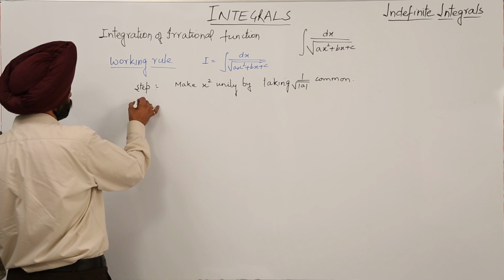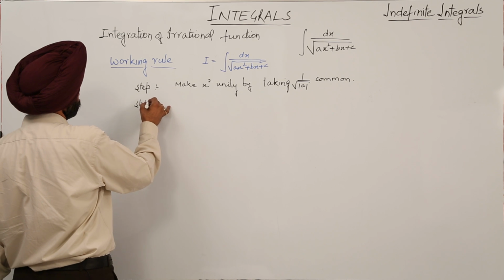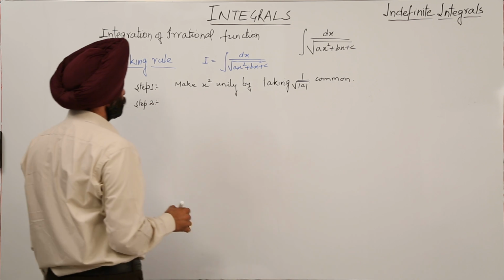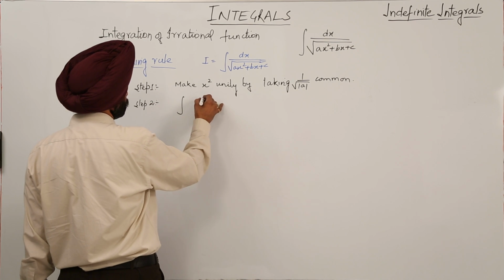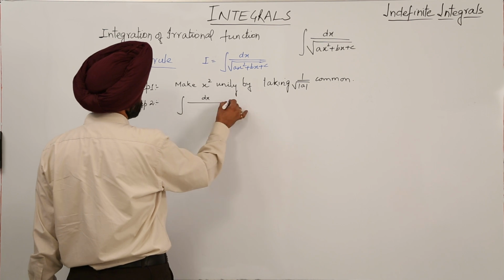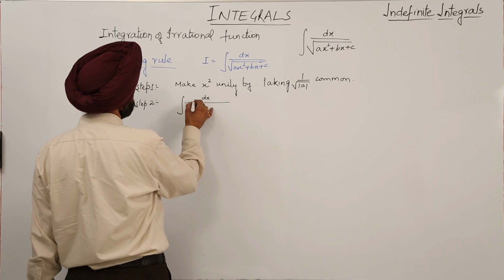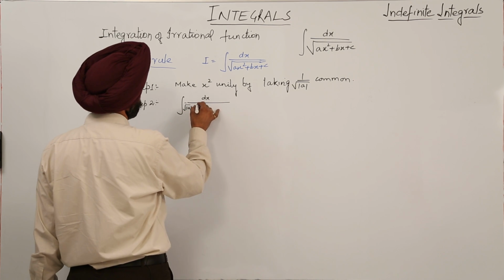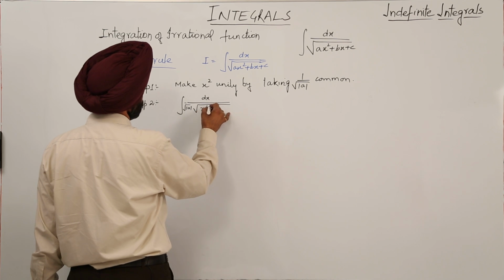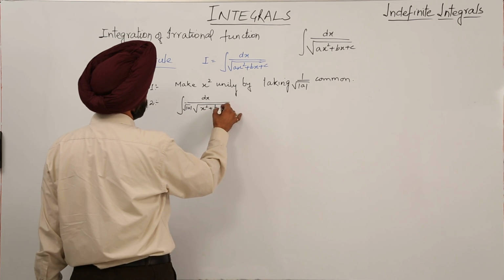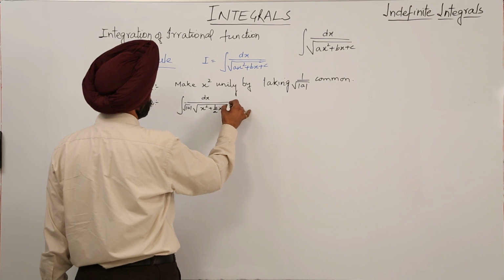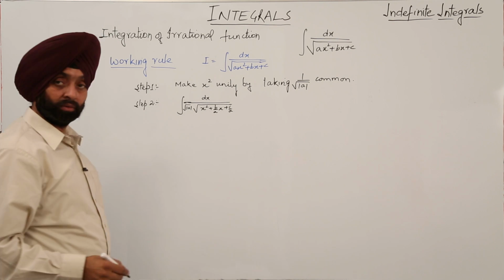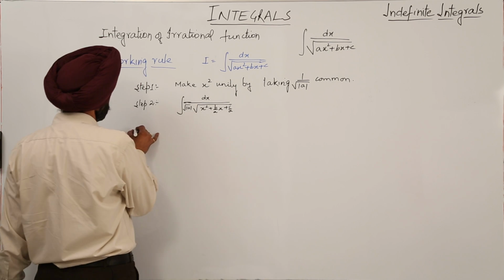Step number 2. Step 2. The question becomes dx upon square root of x square plus b upon a x plus c upon a. Now, step 3.